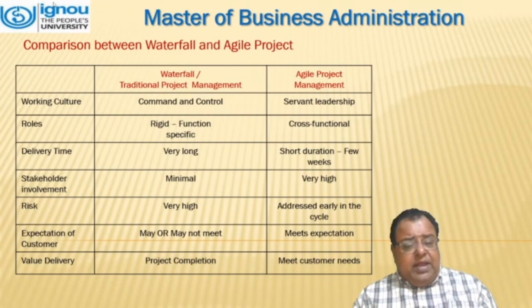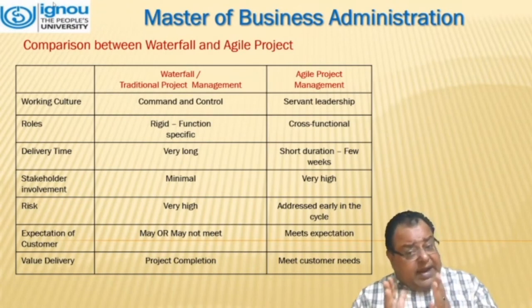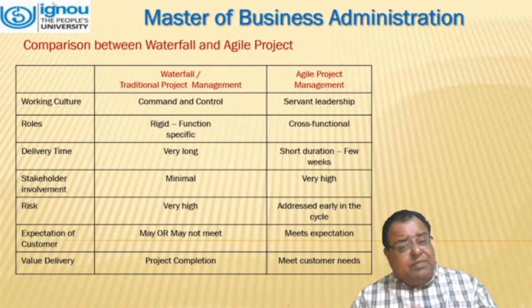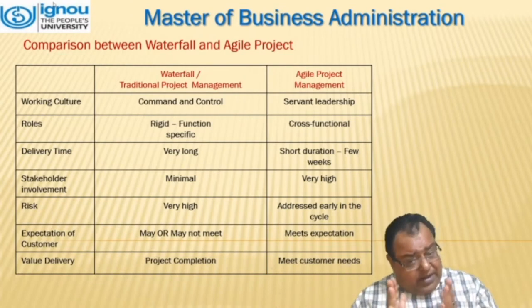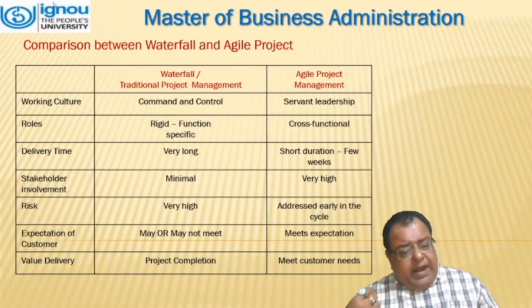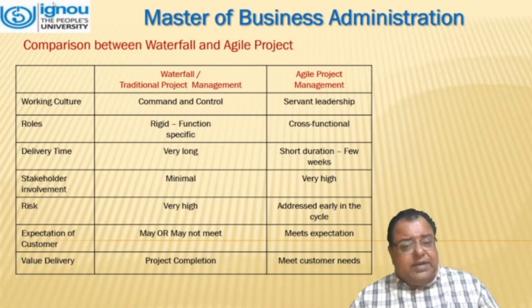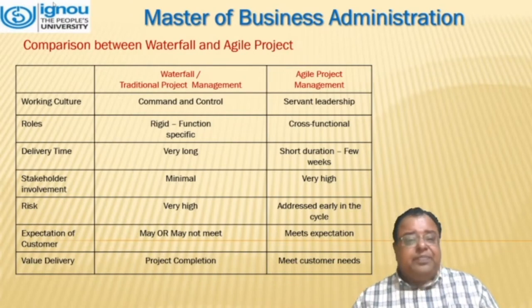Risk is very high, but in Agile, it is addressed early in the cycle. Expectation of customers may or may not be met, but in Agile project management, expectations of the customers are met. And value delivery, it is project completion based, and in agile it meets customer needs.